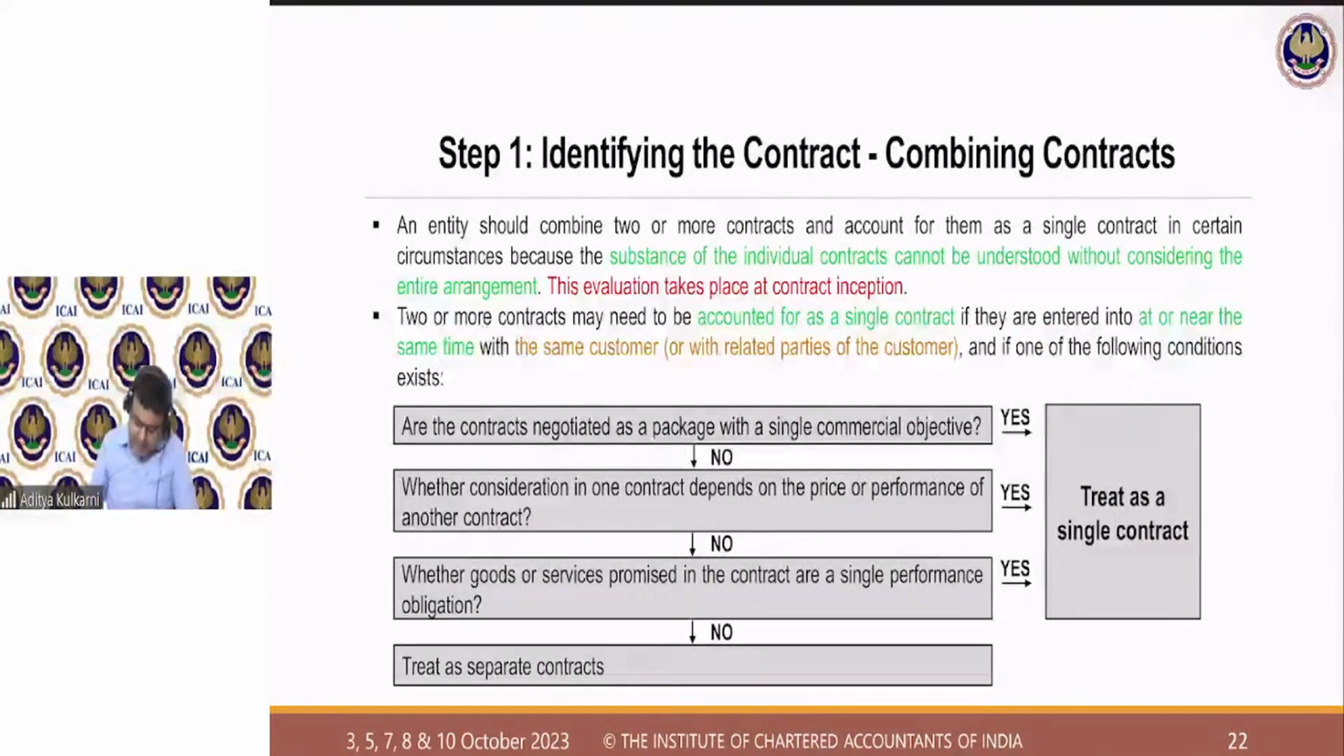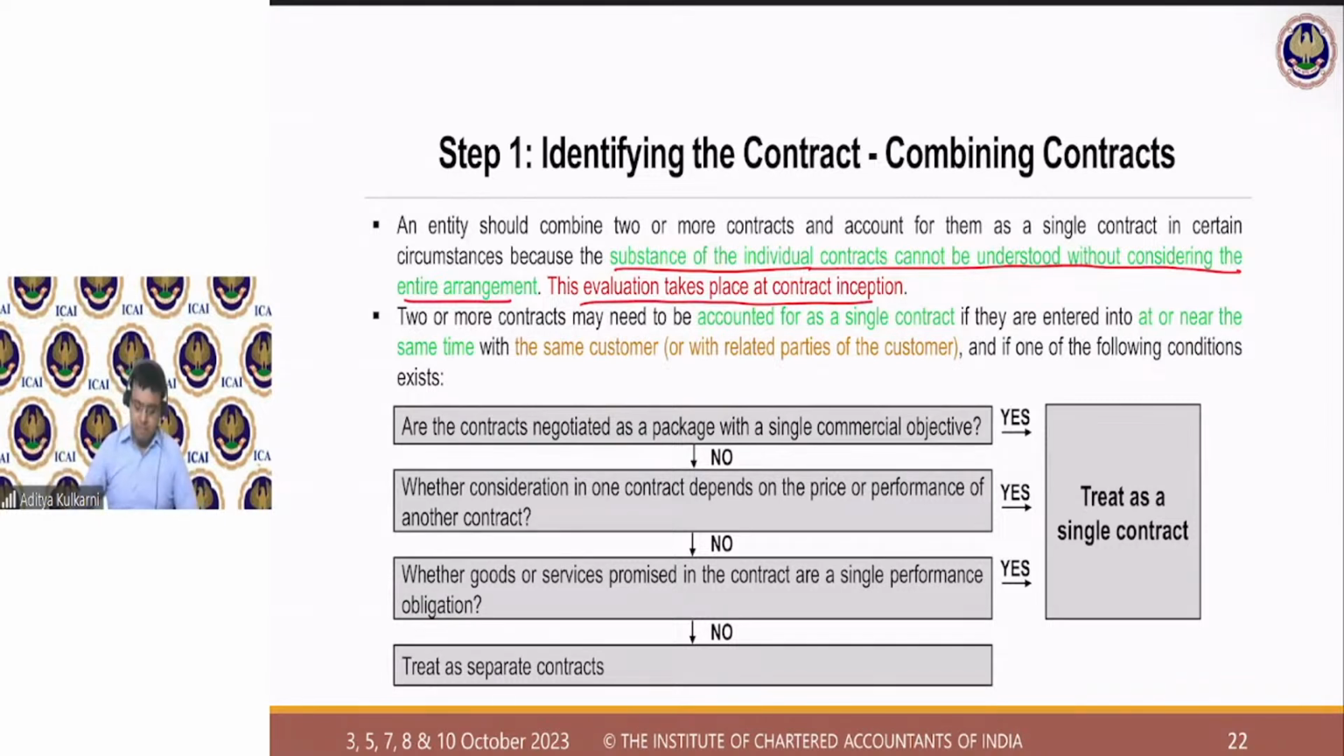An entity should combine two or more contracts and account for them as a single contract in certain circumstances. Why? Because the substance of the individual contracts cannot be understood without considering the entire arrangement. This evaluation takes place at contract inception.